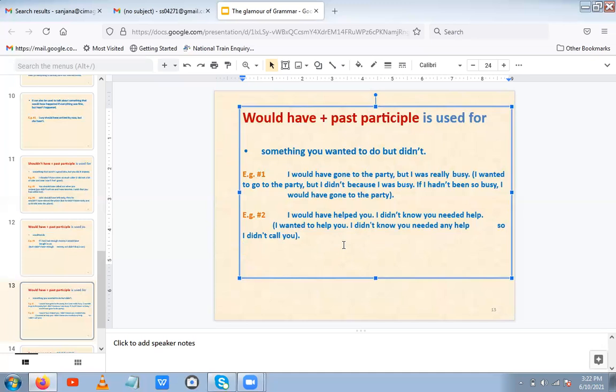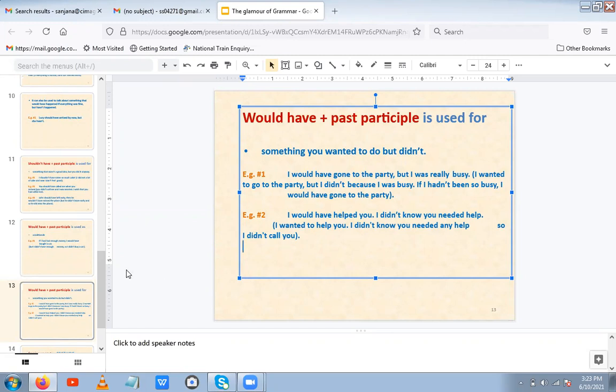I would have helped you. I wanted to help you, which really means, I wanted to help you. I didn't know you needed help. I didn't call you or anything else. In the bracket is the explanation. So the main sentence is, I would have helped you, but I did not know that you needed help. There are two sentences.